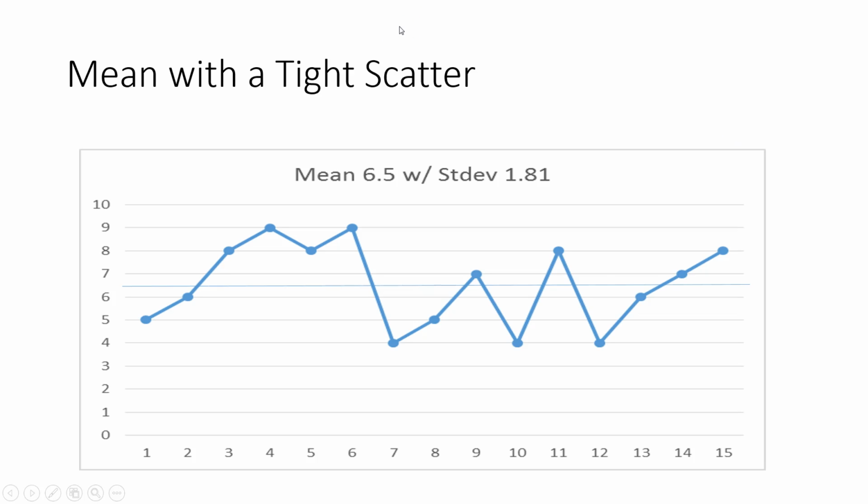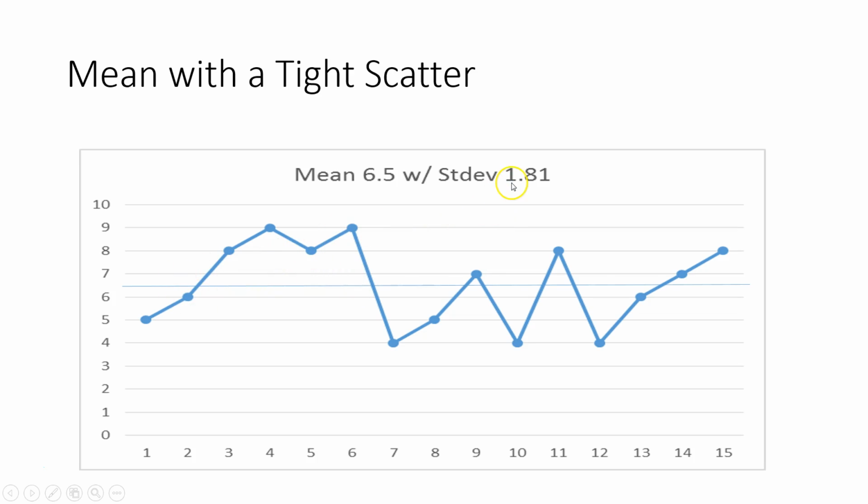So let's look at an example here. We have a mean with a tight scatter. Our mean in this data set is 6.5. And you look at the scale over here, we go from 0 to 10. If the mean is 6.5, there's not a lot of variation along this mean. Everything's a little bit above or a little bit below that.